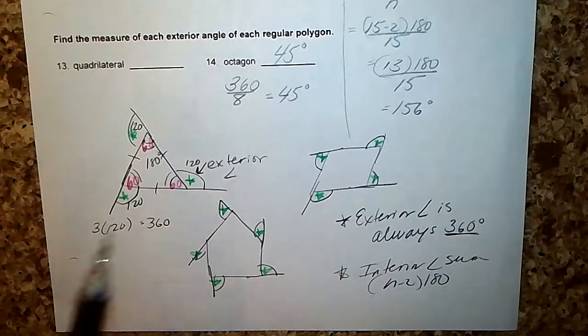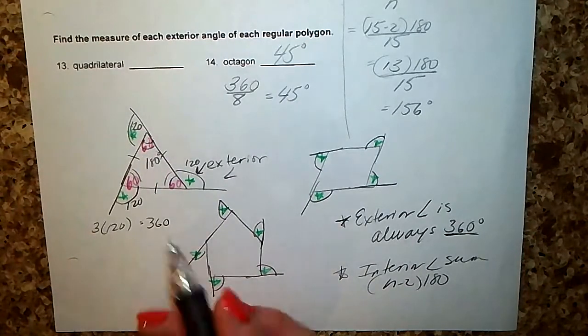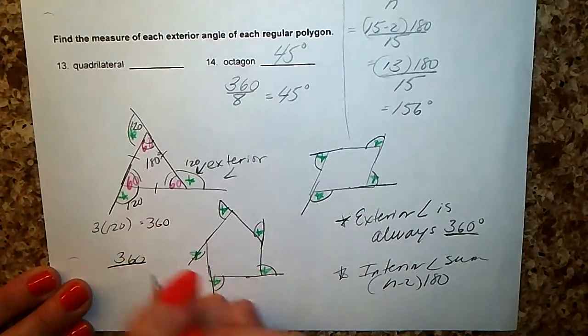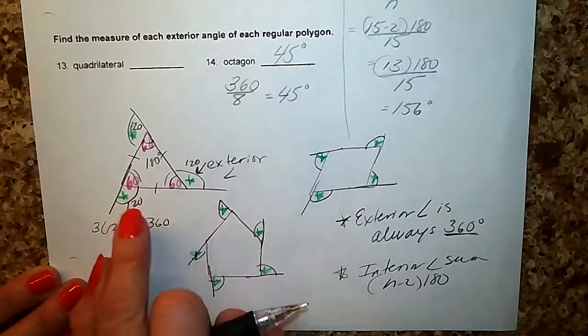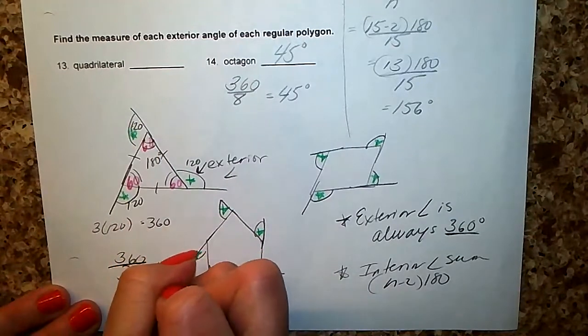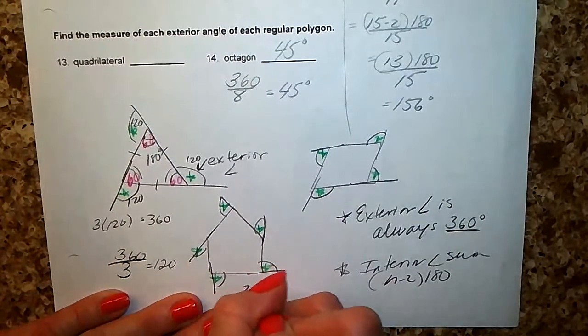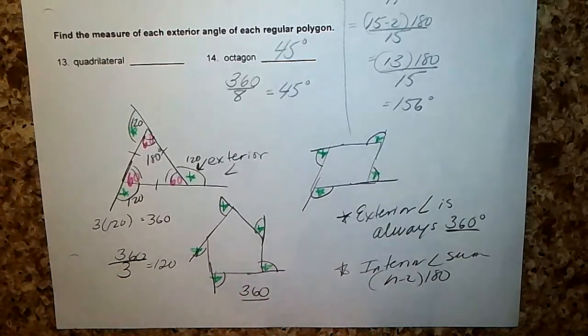So if I wanted to find out what each one of these angles was, I did not need to go through all that work. I could simply have taken my 360 and divided it by 3, because I have 3 outside angles. 360 divided by 3 is 120. So to find out what each exterior angle is, you just take 360 divided by however many outside angles there are.